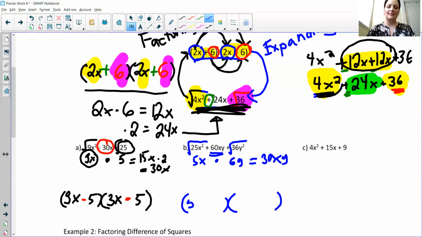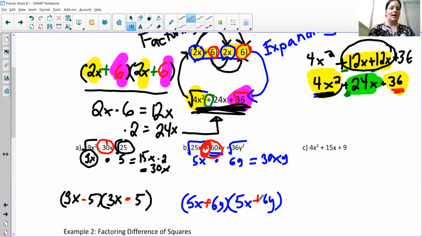So the 5x goes at the beginning of each bracket, and the 6y goes at the end of each bracket. And the only other thing we have to do is determine the sign for the 6y term. And if we look at this middle term, it's positive, so that means it's positive.